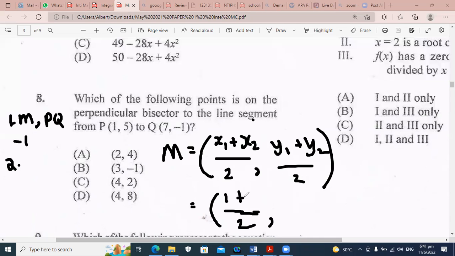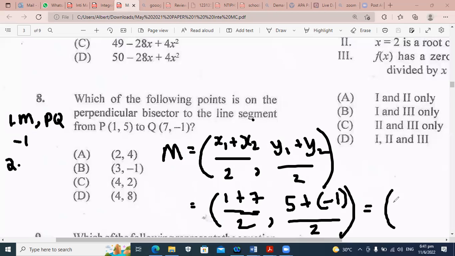1 plus 7, and then 5 plus -1, over 2. Correct? 1 plus 7 is 8, 2 into 8 goes 4. 5 minus 1 is 4, 2 into 4 is 2. Get that?